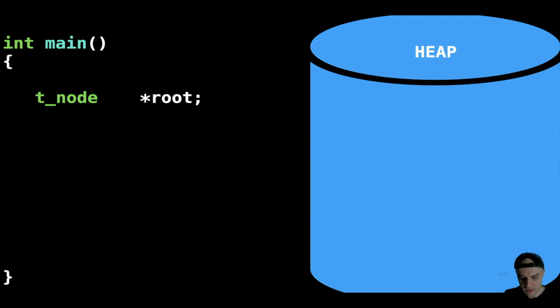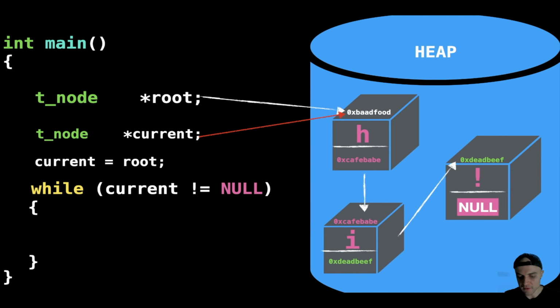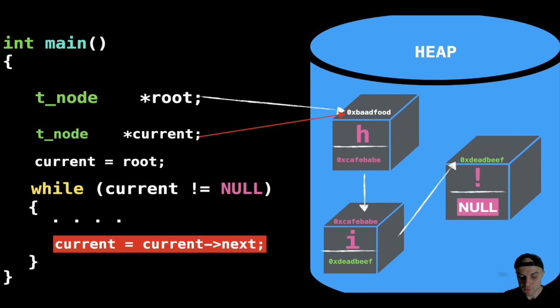So I'm going to have my linked list in the heap, right? Then I'm going to declare another variable, which is called current. This is a convention. And then what do I do? I say current is equal to root. So now current is pointing to the first node, which is bad food, right? The first node is found at position bad food. And then I say while current is different from null, what do I do? Well, I perform my code that can be printing the actual member variable h, the char h. Then we simply update current to be equal to current next.